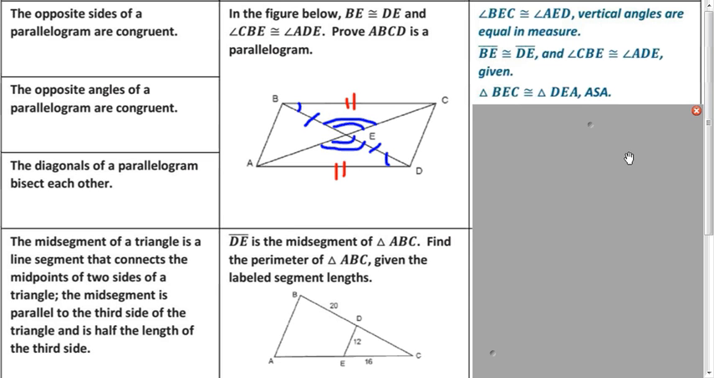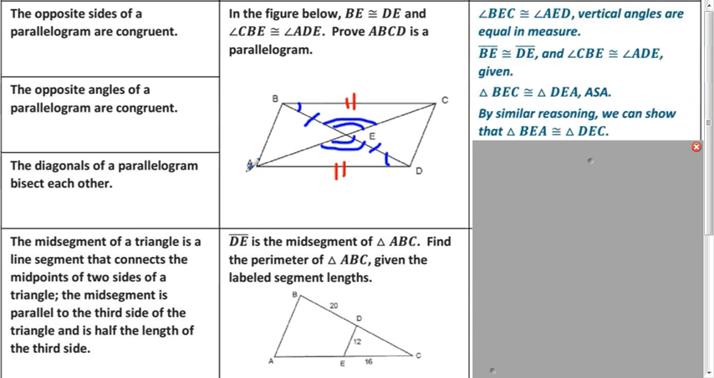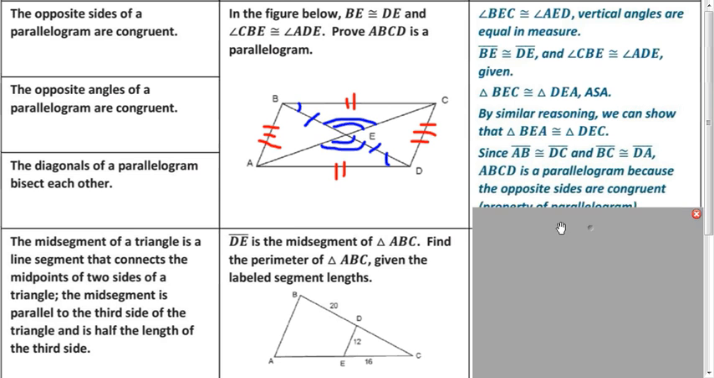And using a similar argument, we could show that triangle BEA is congruent to triangle DEC. It would involve some angle addition and subtraction because we want to show that angle ABD is congruent to angle CDB. But that's not a very long argument. So you'd end up with these two being congruent. And so since opposite sides are congruent, you have a parallelogram.